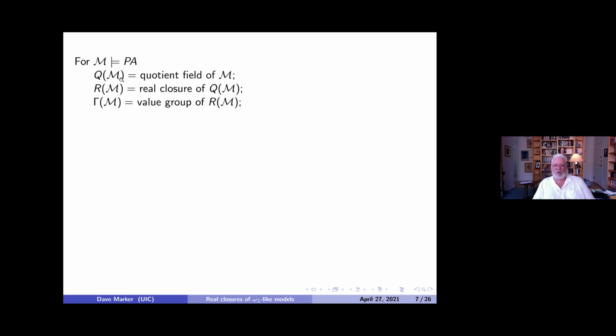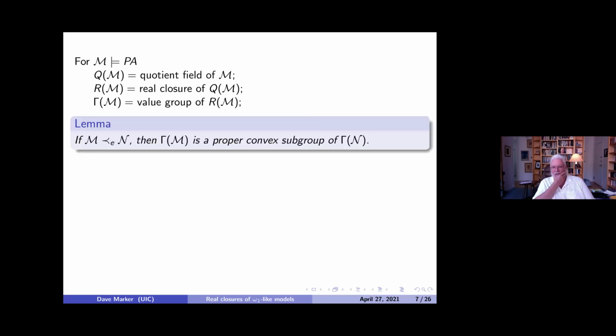Here's some notation that we'll use later on. Q of M is going to be the quotient field of M. R of M is the real closure of the quotient field. And gamma of M is the value group of the real closure. And when I take an elementary extension, there's an easy calculation that shows that the value group of the original field is going to be a proper convex subgroup of the value group of the elementary extension.